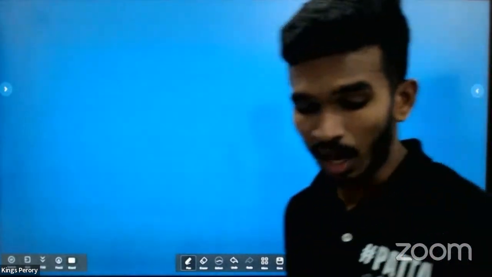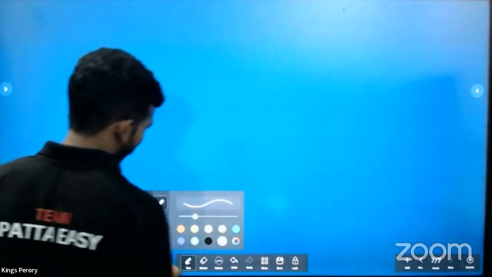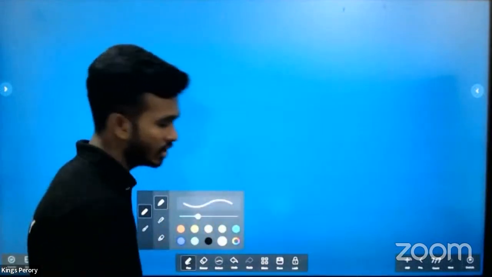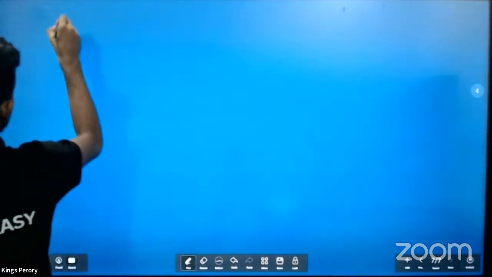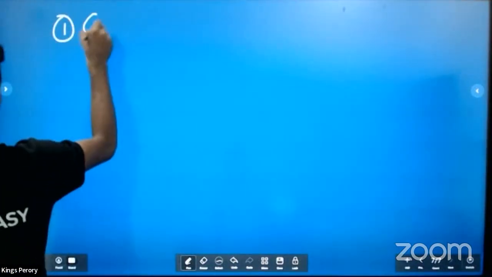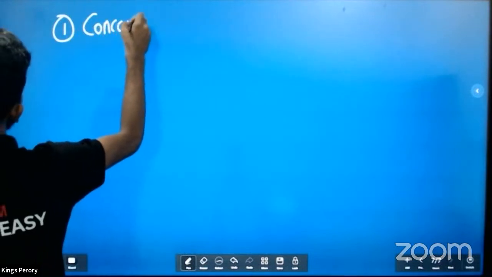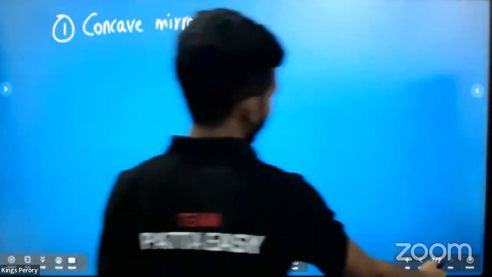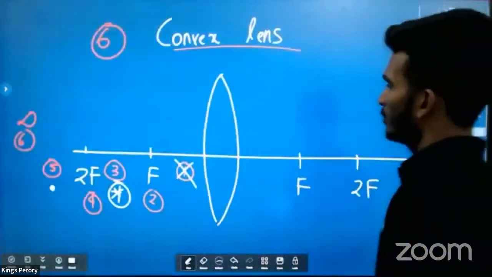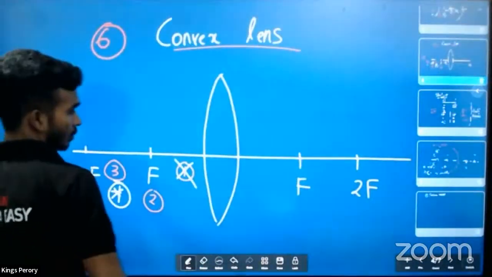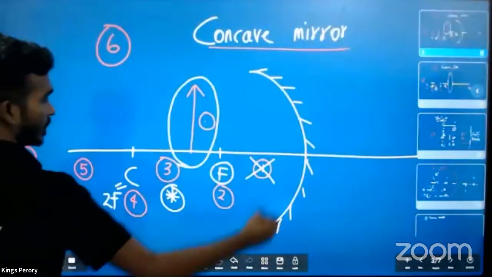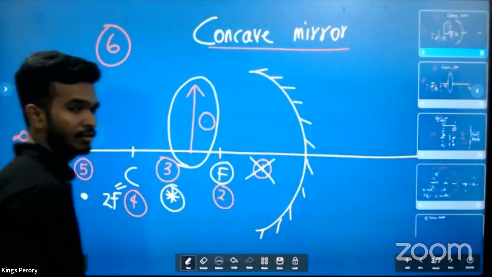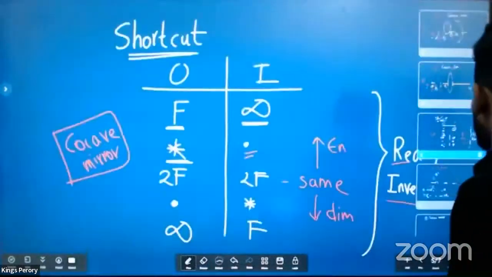So if I start drawing, only the first two I will draw. Afterwards, you should draw one. Concave mirror, six different positions are there. My first position is between the mirror and focal. So first position, there you go.